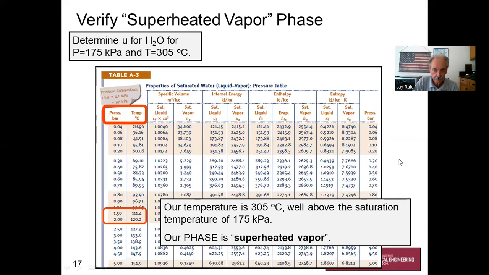We don't need to go all the way back to our TS diagram, because we're going to go to our pressure table and look at what's tabulated there. We're looking for 175. I don't see it here. I see 1.5 and 2. So we're somewhere in between there. Let's visually look at the saturation temperatures: 114 and 120. We're at 305. And so again, common sense 101 says, almost by inspection, now that we're getting more experience, our phase is going to be superheated vapor for this problem. We're looking for U.